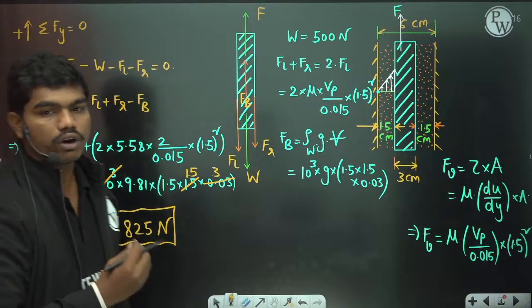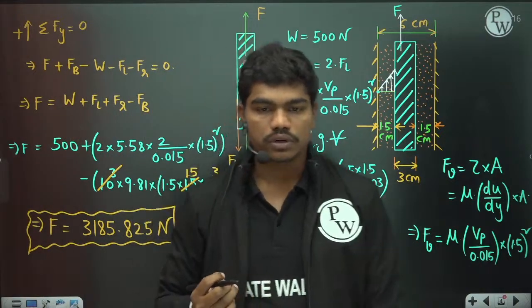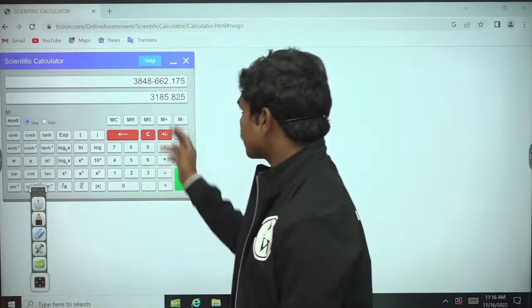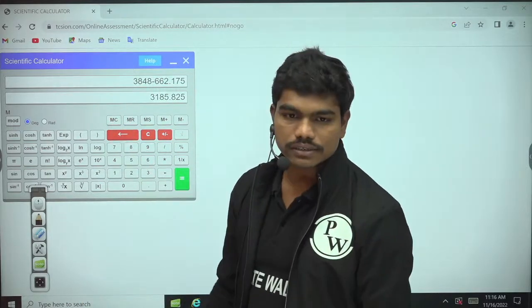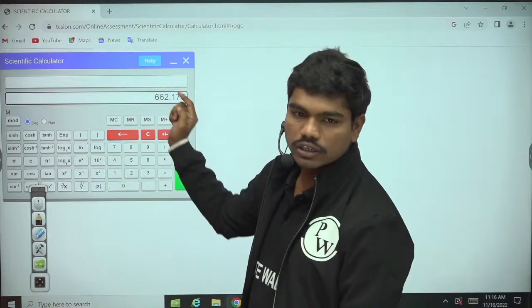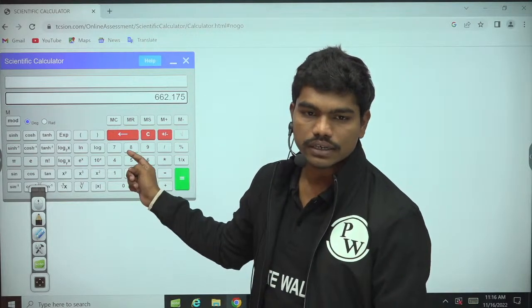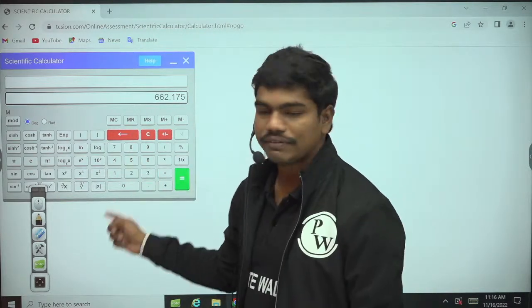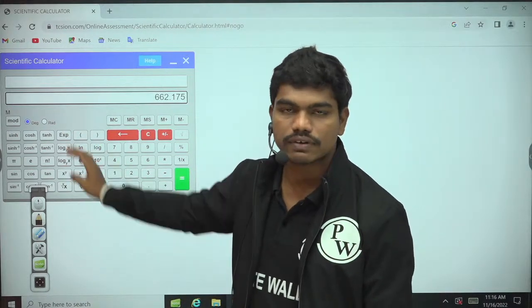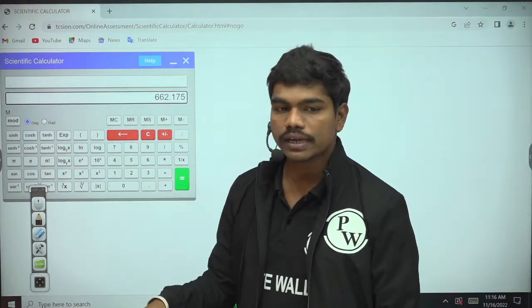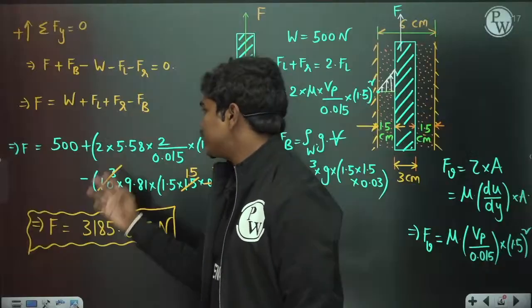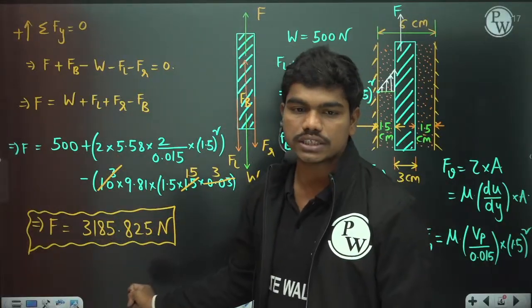Clear? So that's how we got this F. Is the buoyancy force also included in the total force, sir? Yes, we have calculated the buoyancy initially and saved the value, correct? This value, 662.175, is the buoyancy force that we got. I stored that value and subtracted it from weight plus viscous forces. So that's how I got 3185.825 newtons in this case.